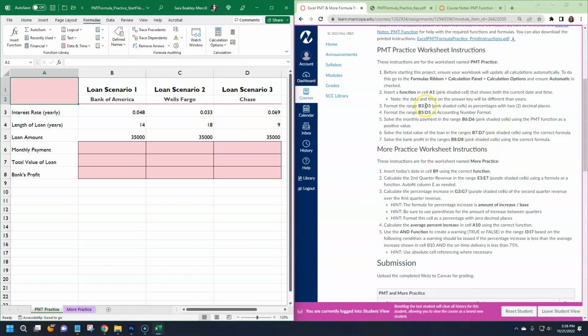Okay? All right, so the first thing we want to do is in cell A1, insert a function that shows both the current date and time. Recognize that whenever you're watching this video, the date and time will be different. It just depends on when you're viewing it.